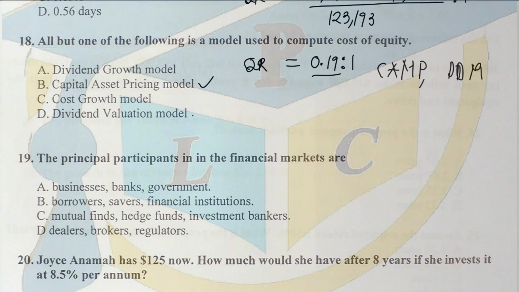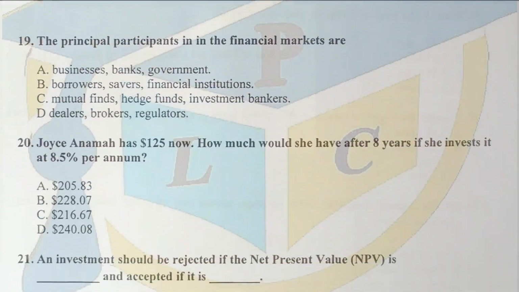So these are the things that we take note of. So here our answer should be capital asset pricing model. Let's take note of that. Now let's move on to question 19.